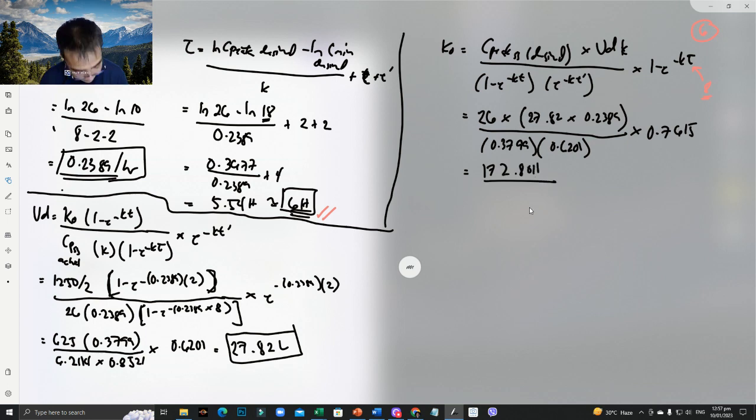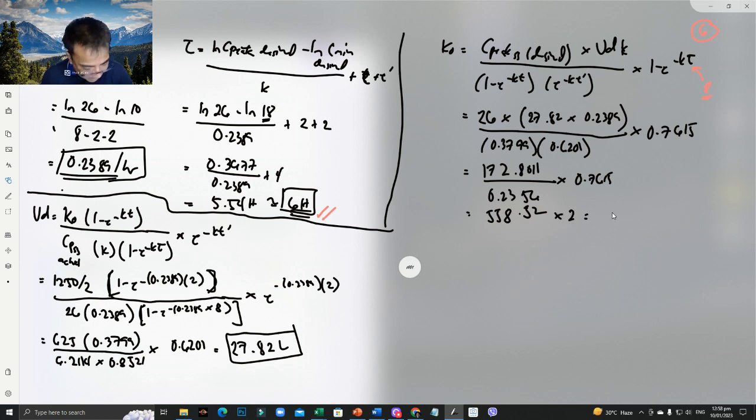172.8011 divided by 0.2356 times 0.7615. Ang lalabas na dose is 558.52. Now take note, this is for 1 hour. Ang infusion time natin is 2 hours, so you have to multiply this by 2.